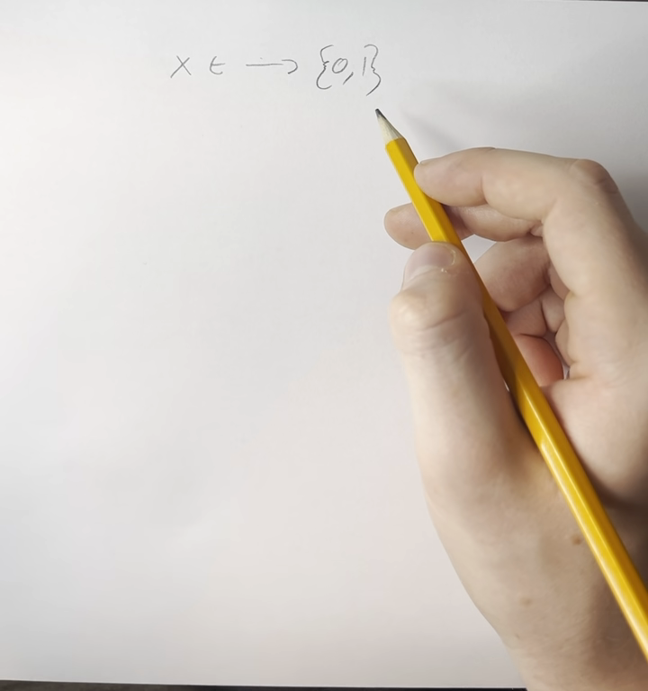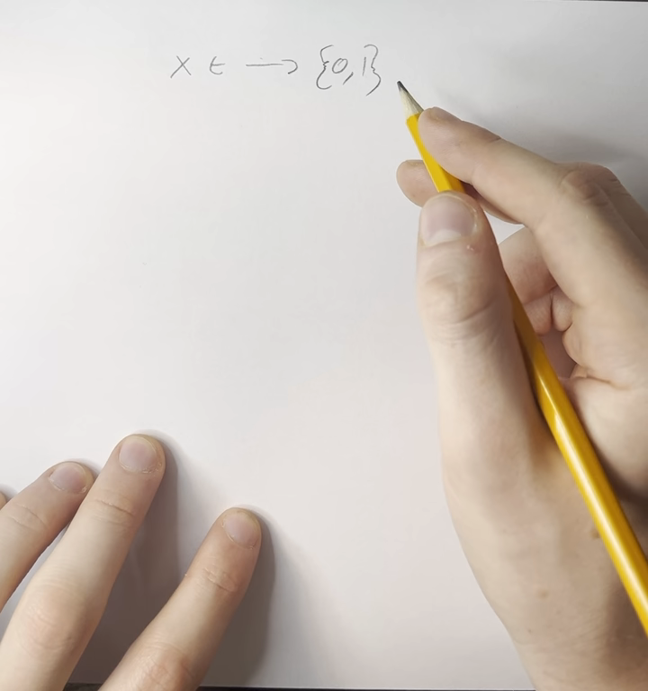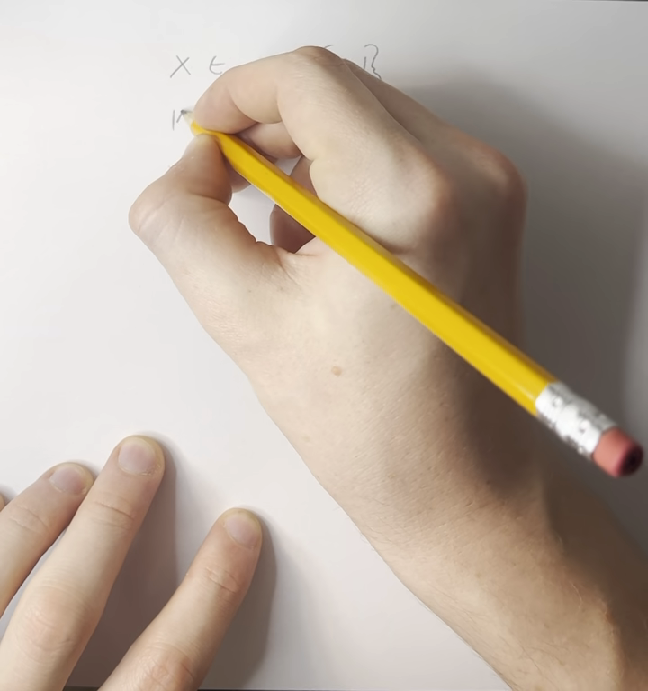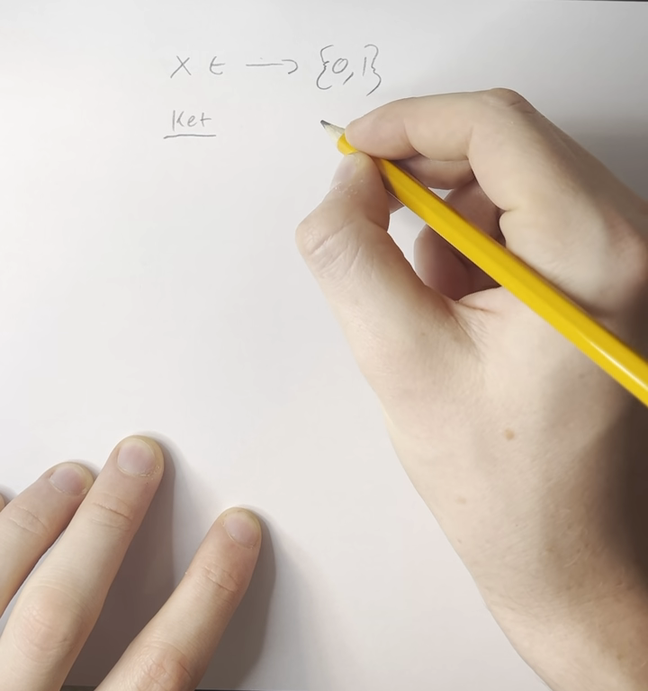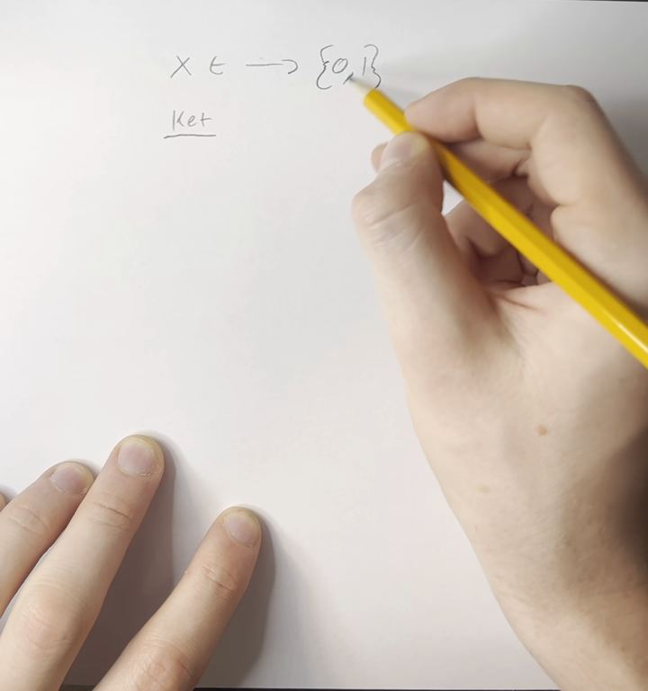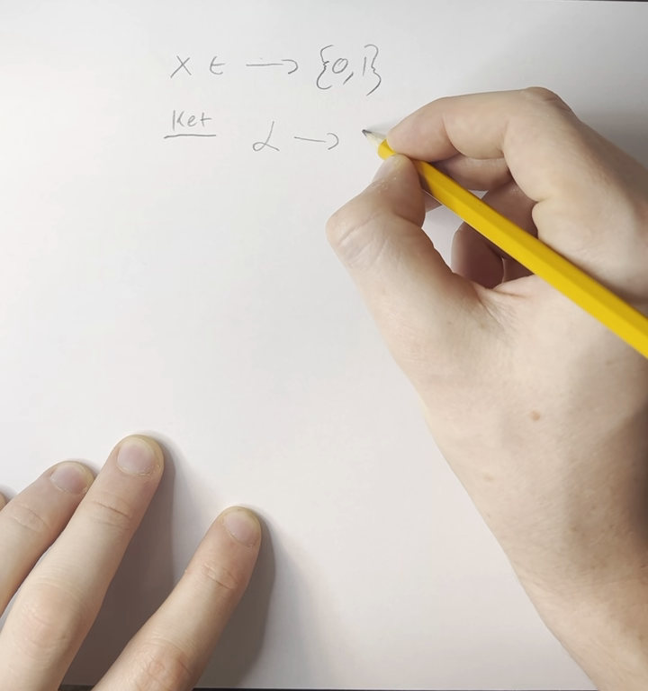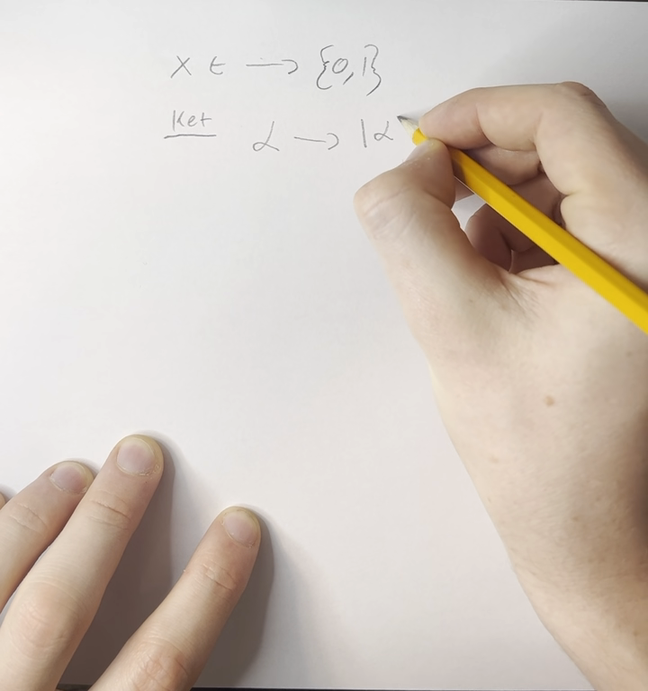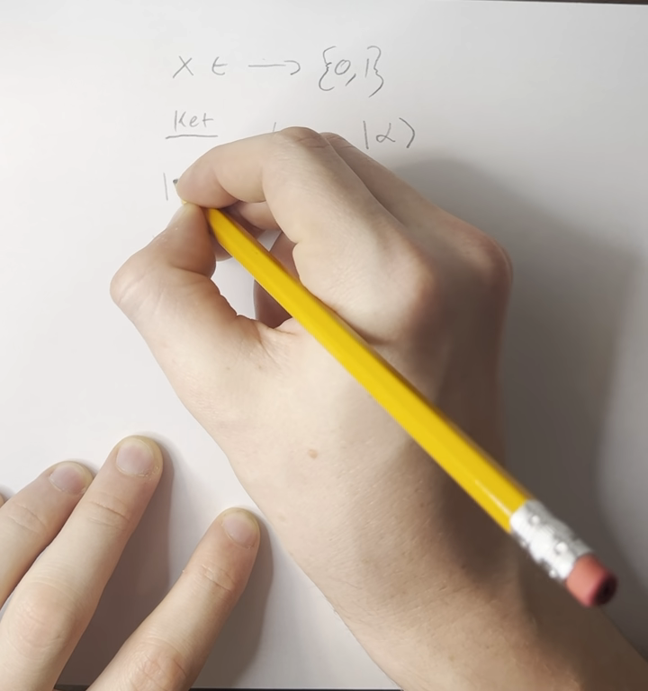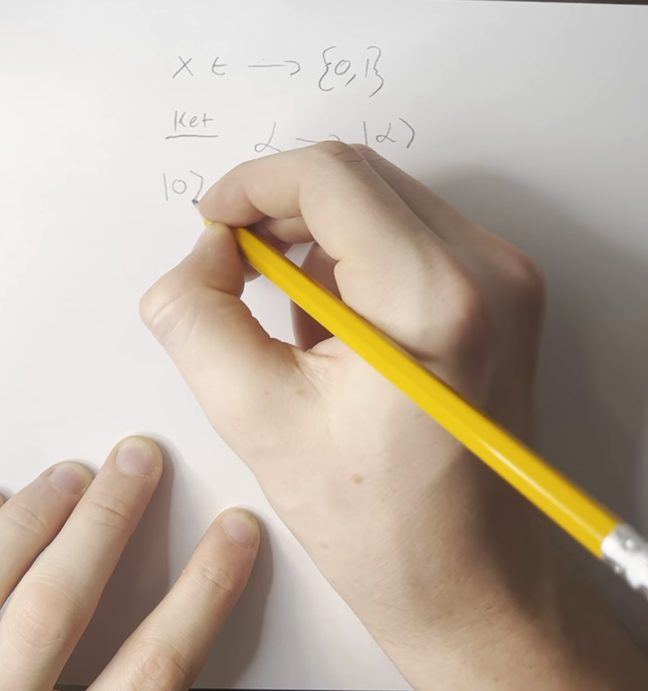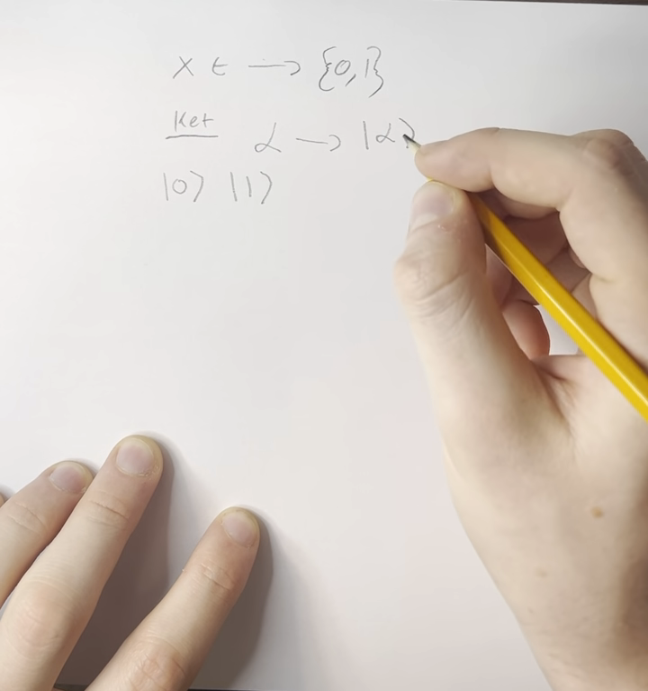And the notation that this introduces, which is very widely used in quantum mechanics, is the ket notation. So ket, K-E-T notation, which essentially describes that you can either have 0 or 1. So for any state alpha, the ket notation is described like that. If you have ket 0, that describes the 0 state. And if you have ket 1, that describes the 1 state.